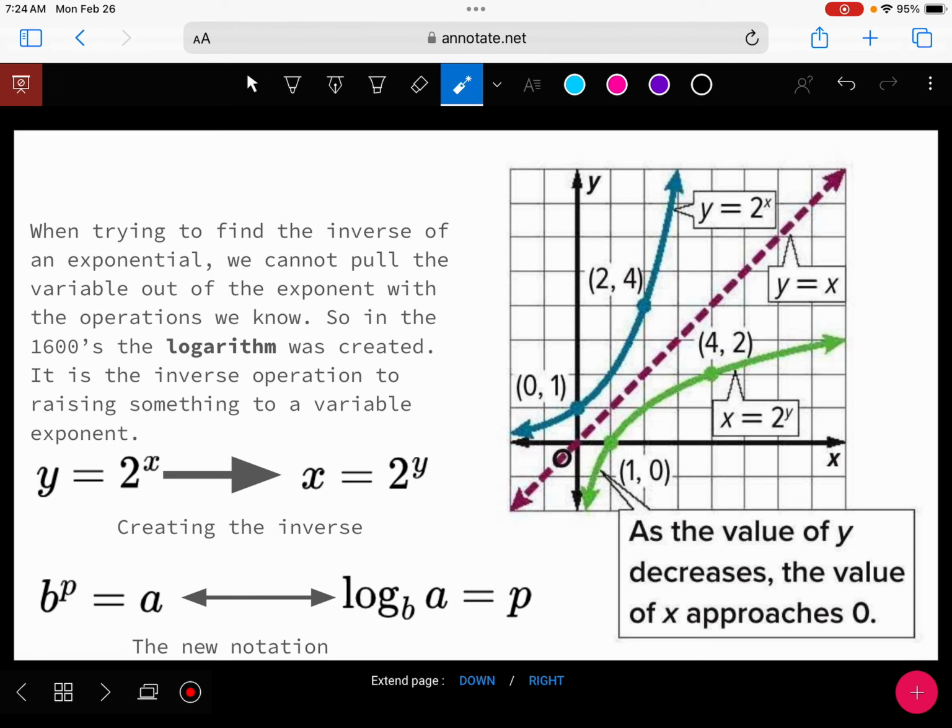And this paragraph says kind of what I was just saying. When we're trying to find the inverse of an exponential, if I look at 2 to the x and try to find the inverse of it, we don't have any way to take that y out of my exponent. So in about the 1600s, they created what's called the logarithm. It's spelled weird. It is the inverse operation of raising something to an exponent.